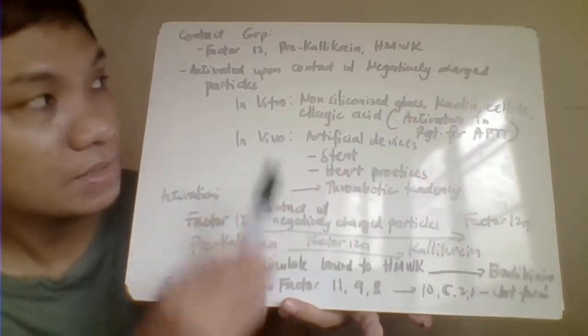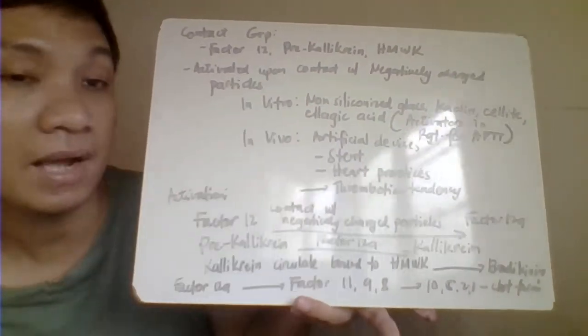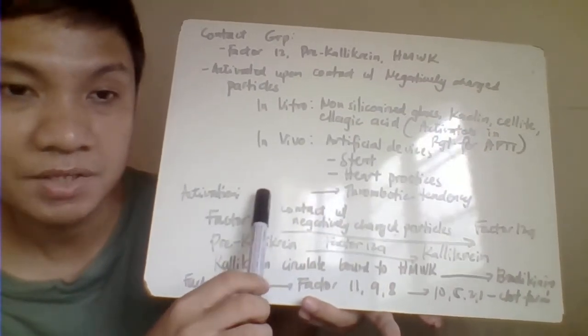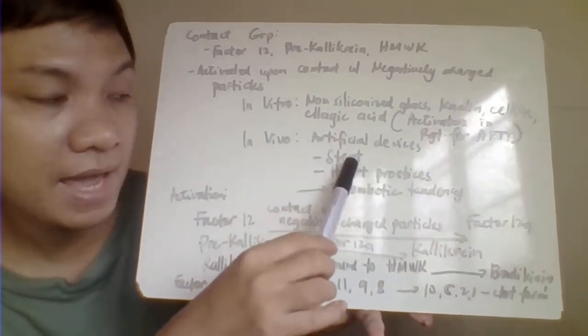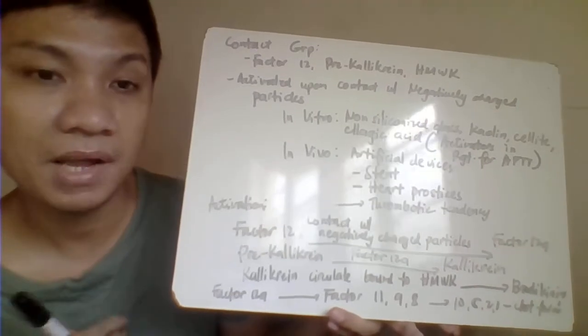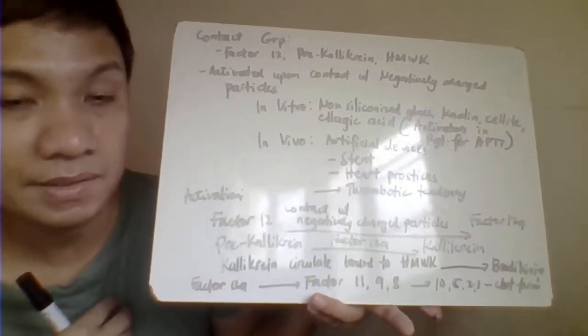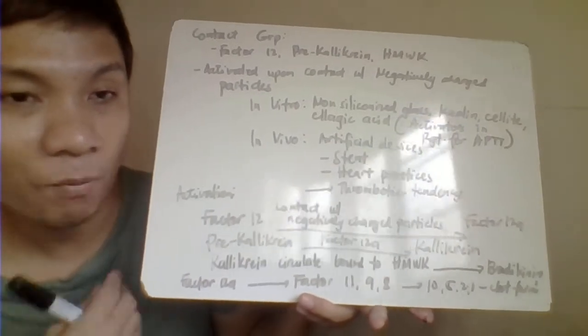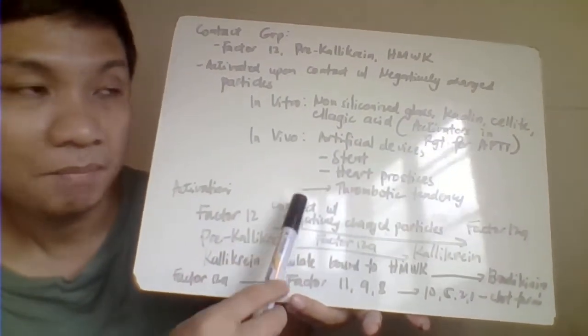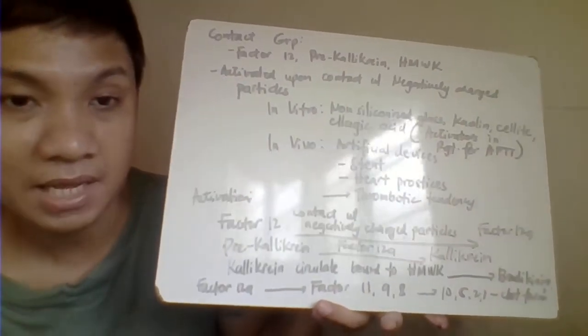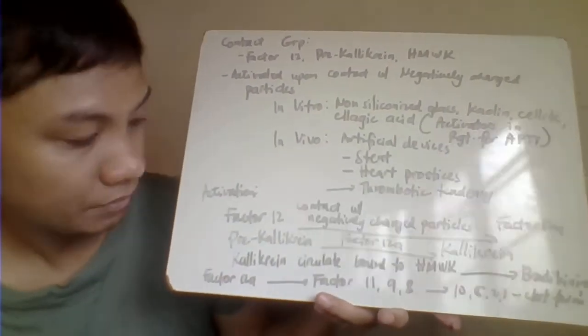Basically, activating starting with your factor 12 activation. Inside your body, your negatively charged particle here could be in the form of your stent, artificial devices na nilagay sa katawan ni patient. So, that's your stent. Pwede siyang heart processes. So, upon contact with these devices, pag na-activate ito, clotting process siya, so magiging thrombotic ang ating patient.